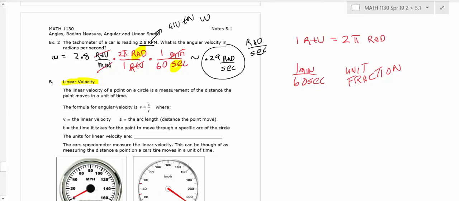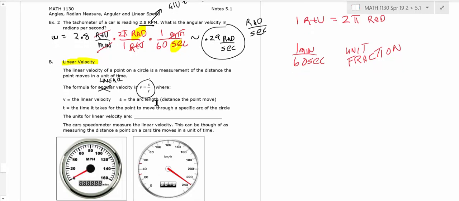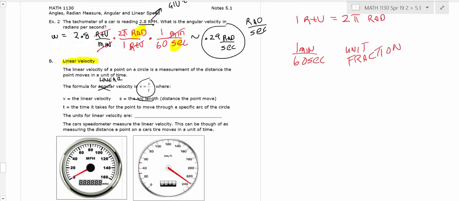So the formula for linear velocity, and this should say linear, you need to change that, is v equals s over t. Okay? So s is the arc length. That's the distance the point on the circle moves through a unit of time. t is the unit of time. Now the linear velocity units are basically just a distance over a time, the same thing as your speedometer.